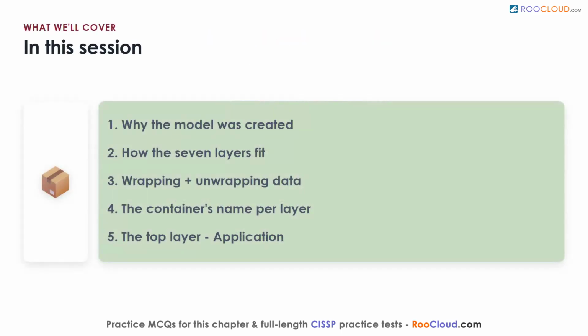In this session, we'll unpack the reference model that describes how two machines talk. We'll answer several questions. Why was this model created in the first place? How do the 7 layers fit together? How does data get wrapped and unwrapped as it moves? What is the network container called at each stage? And what do the top 3 layers actually do?